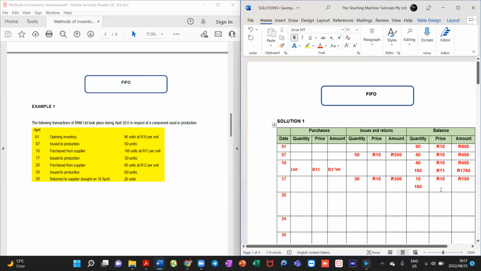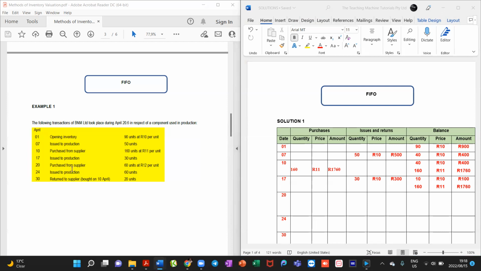And then the very same amount here, it's 11 rand price per unit. The total amount is 1,760. Any question, please? None. Okay, so far so good.